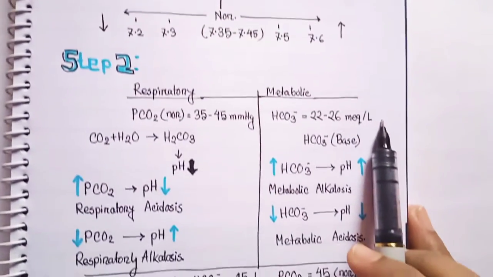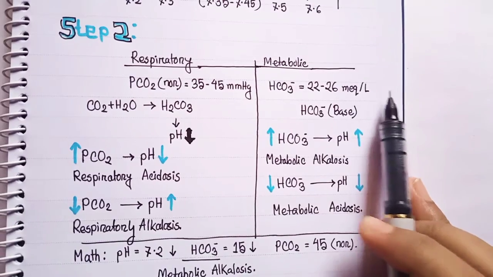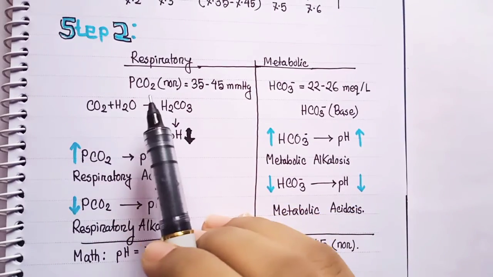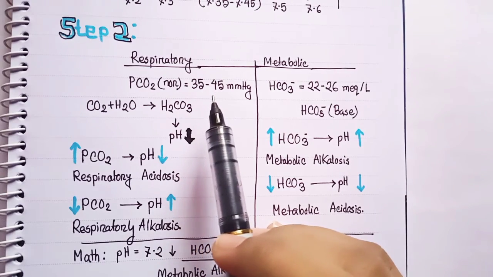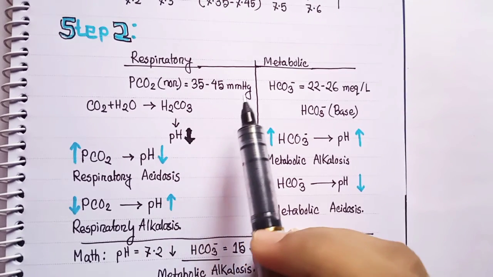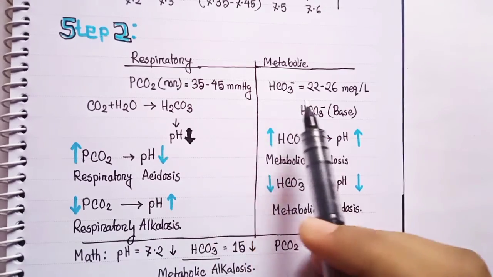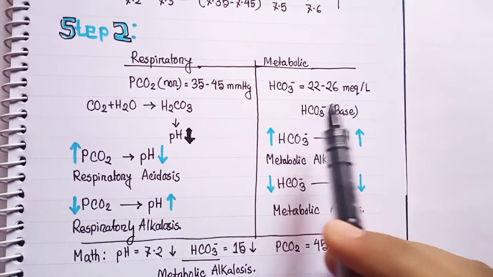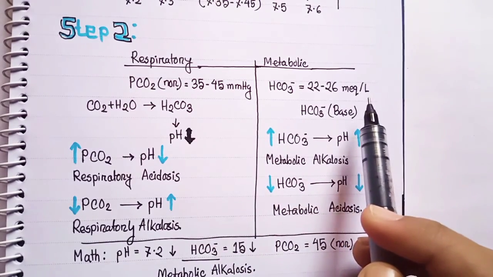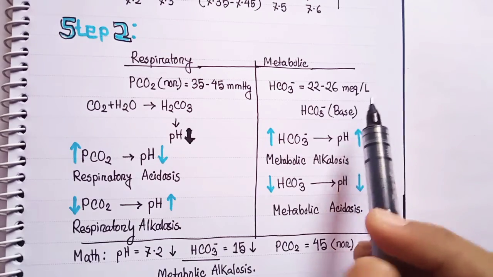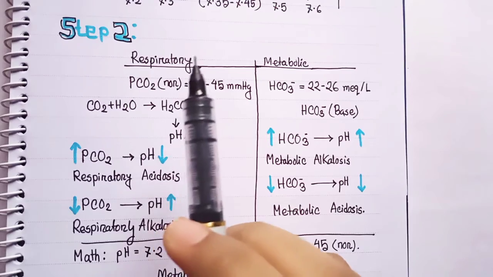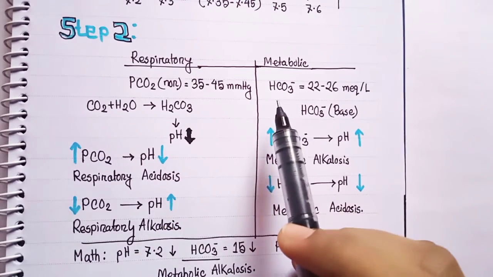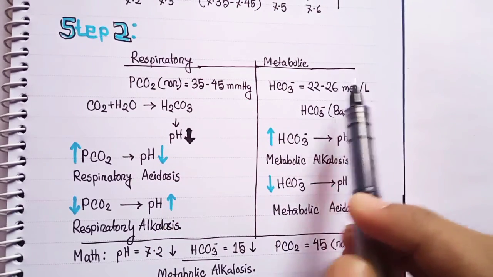Is it due to respiratory cause or due to metabolic cause? We know the partial carbon dioxide level in our body is 35 to 45 mm mercury, which is the normal level, and the bicarbonate level is 22 to 26 milliequivalent per liter, and it is the normal level. And we'll consider partial carbon dioxide for any respiratory cause and bicarbonate for any metabolic cause.